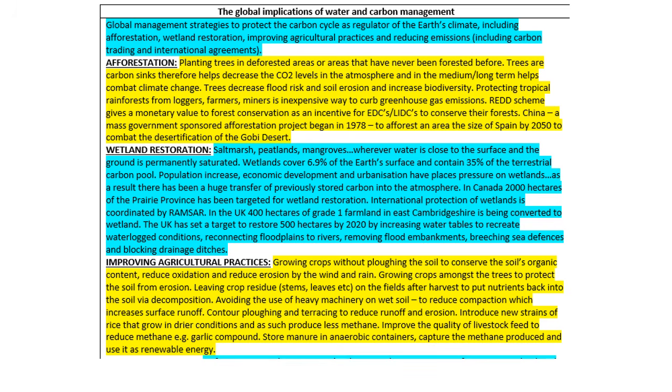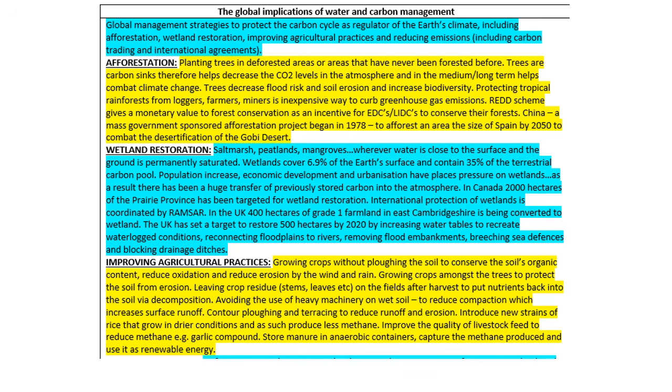We've got schemes in Cambridgeshire, we've got schemes in Canada where they are restoring their wetlands by bringing the water table back to the surface. However, the wetlands only occupy 6 to 9% of the Earth's surface. They do a great job of taking in and storing carbon in their anaerobic conditions, but even when they're fully restored, this will have limited impact on a global scale.